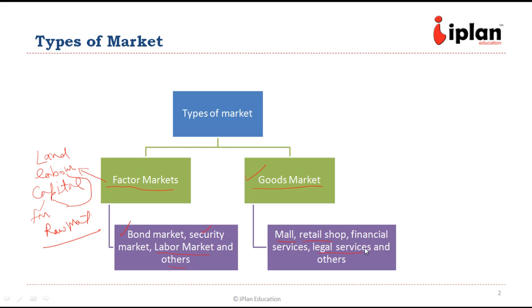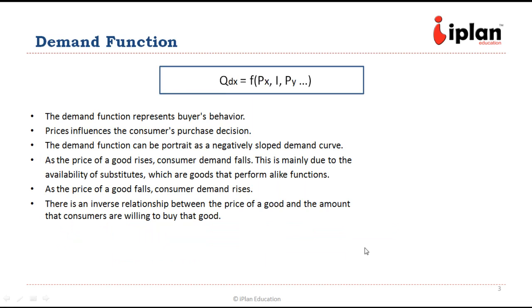Now let us look at two very basic concepts of economics, demand and supply. Let us start with demand. So this is the demand function. QDX represents quantity demanded, and which is a function of various other factors. For example, price of commodity X, price of commodity Y, or maybe income of the consumer, and there could be similar other factors. So basically demand function represents buyer's behavior, how a price is influencing the consumer's purchasing decision. For example, if the price is high, consumer may not want to consume that product or service anymore, or he just wants to reduce the quantity if the price is very high, and vice versa.